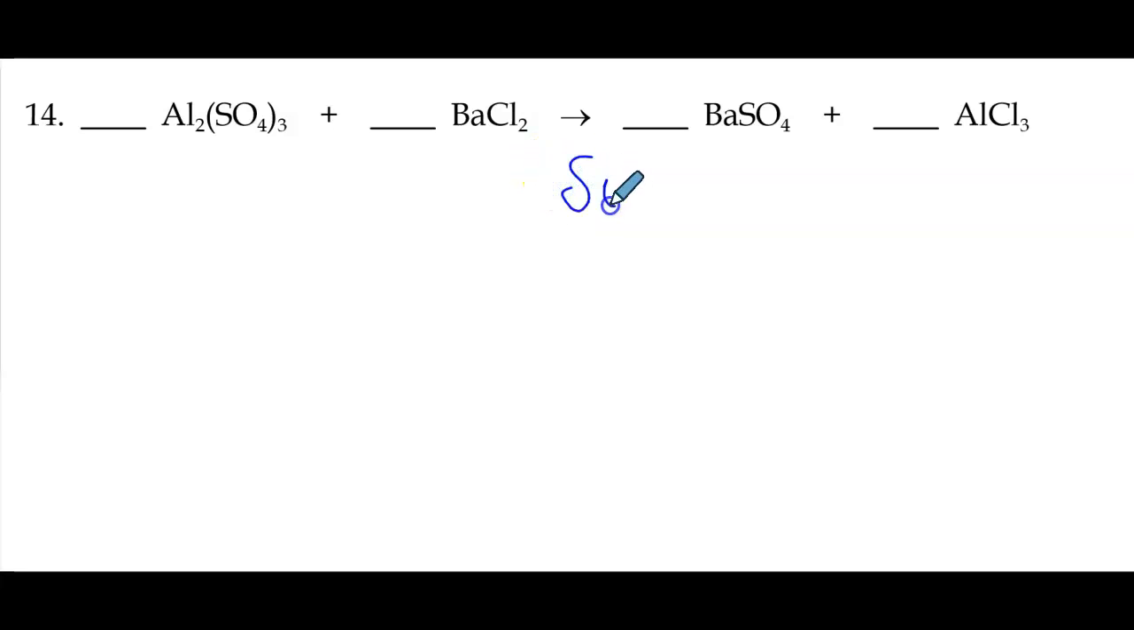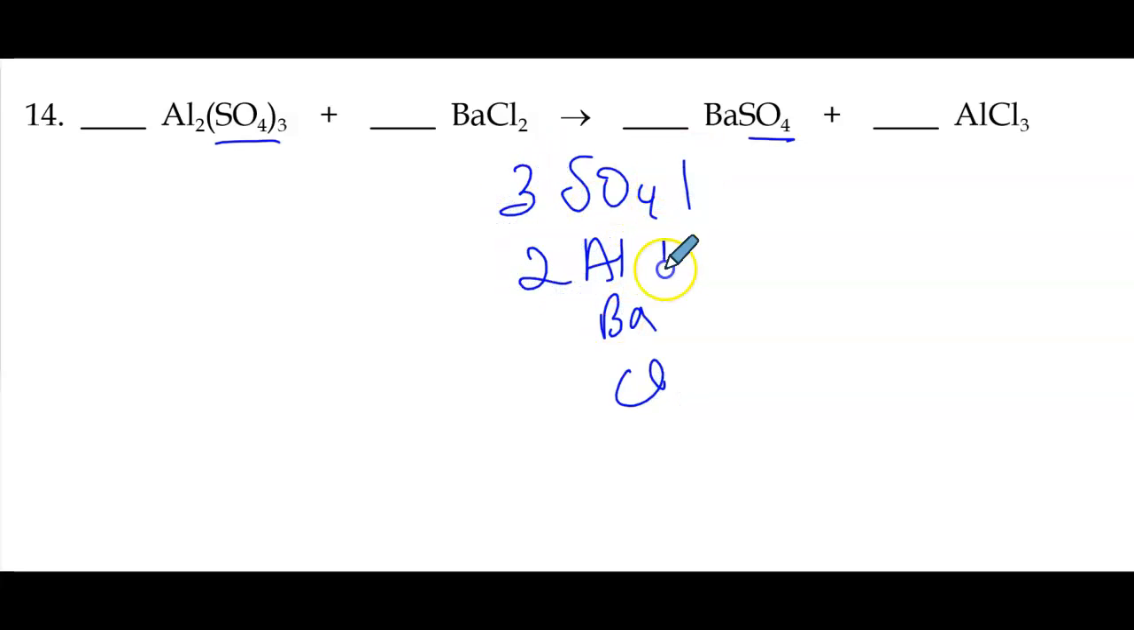Okay, SO4 again as a unit. I must have liked this one when I made up these examples. It's not the only polyatomic though. And then we have aluminum, barium, and chlorine. We have 3 SO4s and 1, 2 aluminums and 1, 1 barium and 1, 2 chlorines and 3 chlorines. So the first thing we're going to do is we're going to work on our SO4s. We need to get them both to a 3.